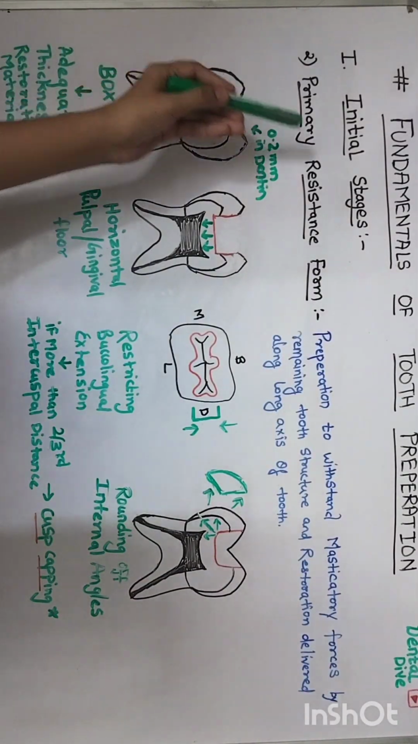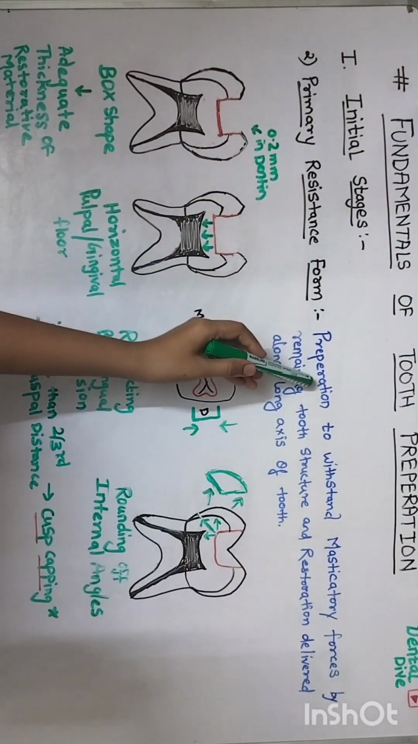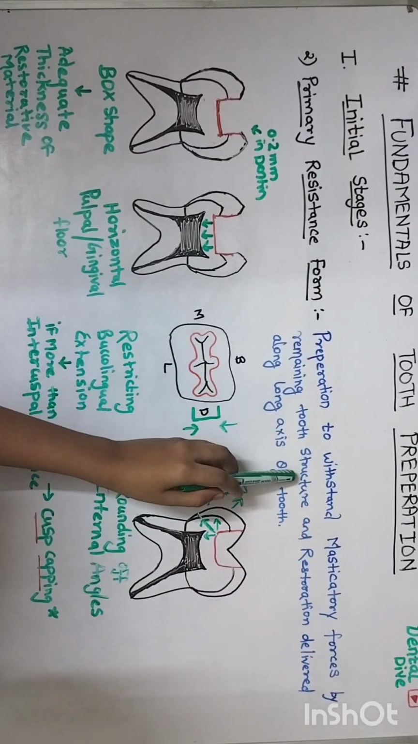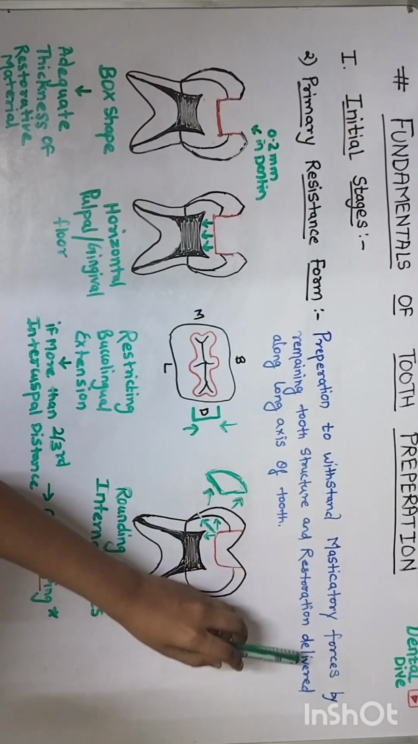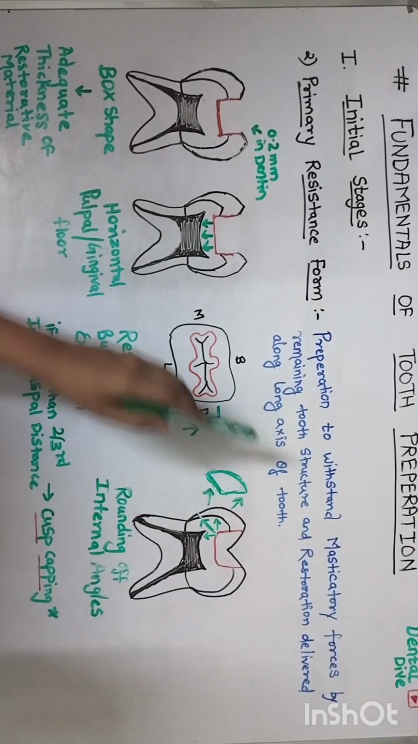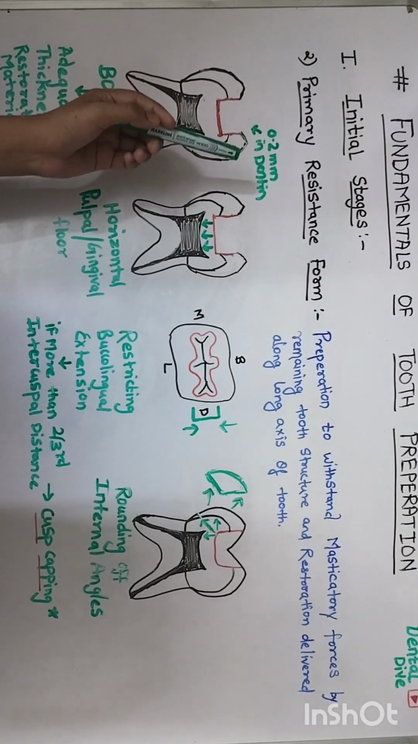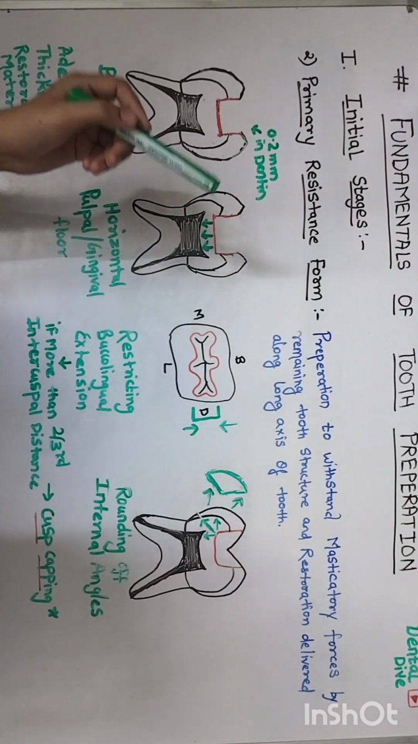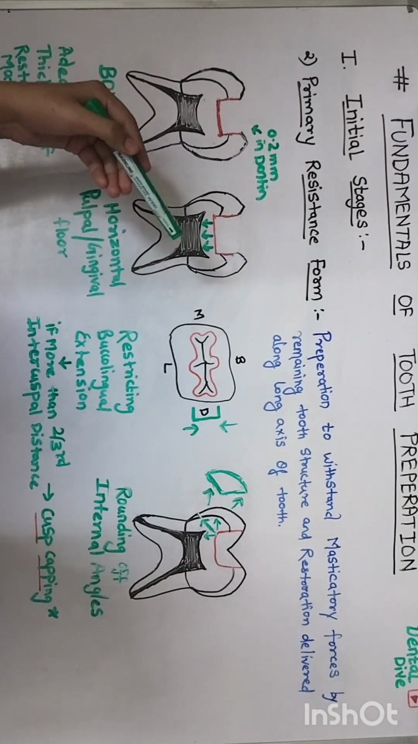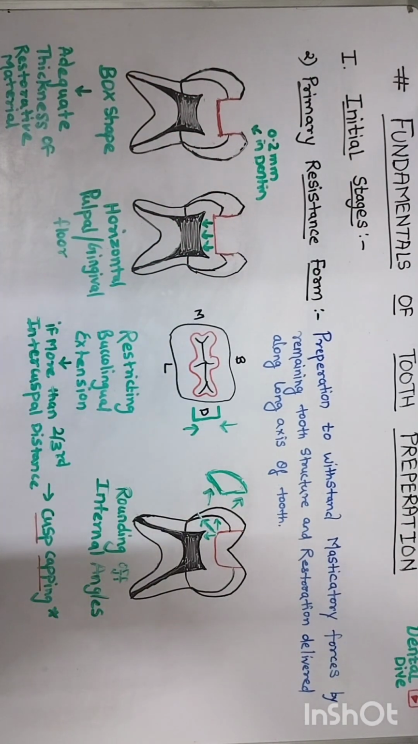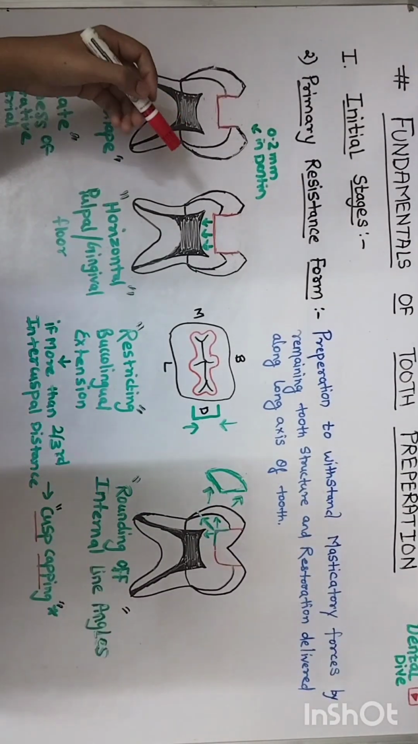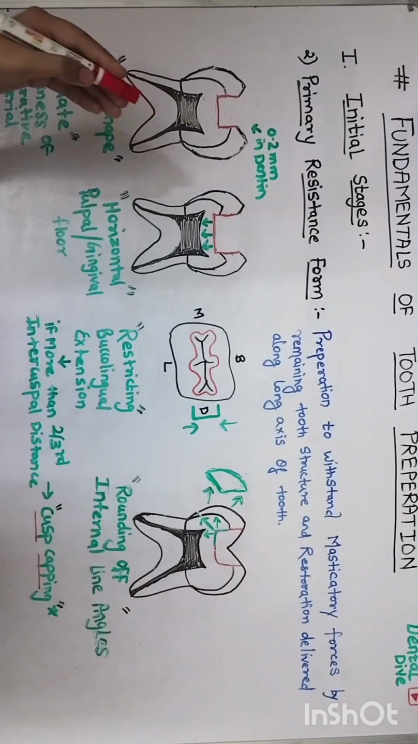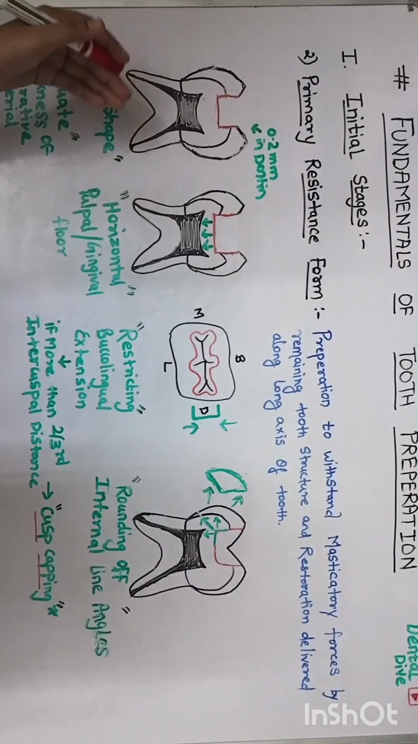Second is your primary resistance form. It is defined as preparation to withstand masticatory forces by remaining tooth structure and restoration delivered along the long axis of teeth. Why do we provide resistance form? To prevent the fracture of tooth structure as well as restorative material under occlusal loading. We need to provide some resistance form to the tooth structure to prevent fracture from occlusal loading.